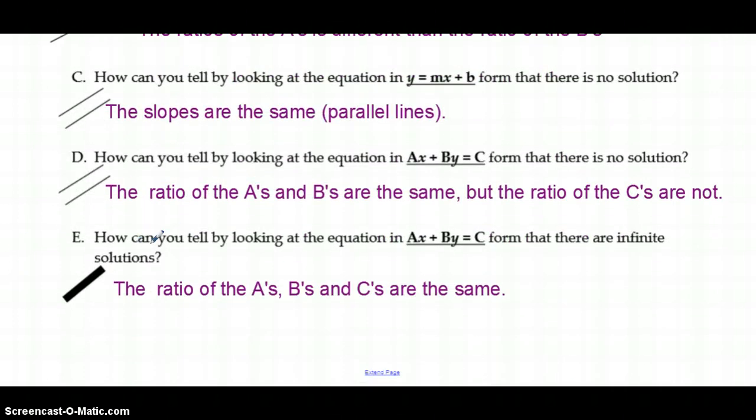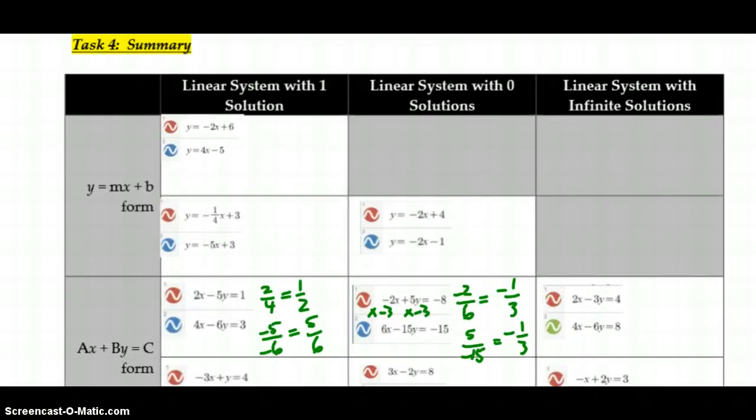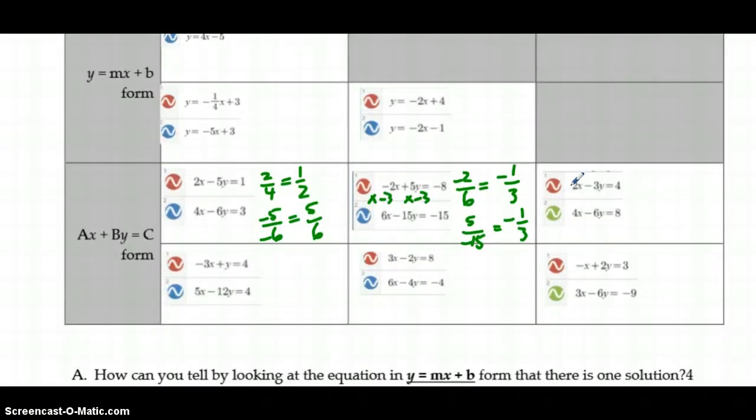Moving down to the last one: how can you tell by looking at the equation in this form that there are infinitely many solutions? In other words, the equations are exactly the same. That would be when the ratios of the a's, the b's, and the c's are the same. So you can see the difference here. Double this number, double this value, and double this value. So those c values also have that relationship. In this case, multiplying by negative 3 gets us to each additional number.